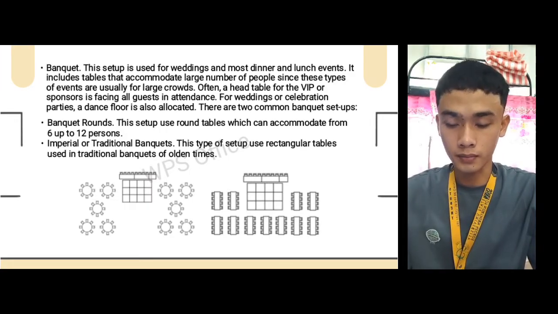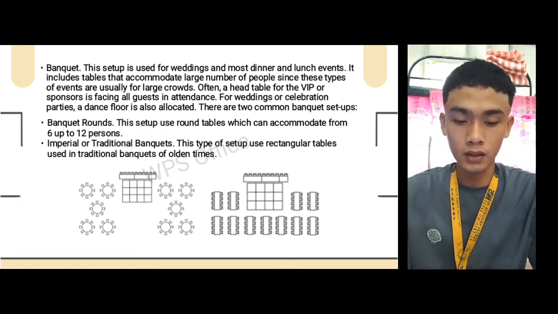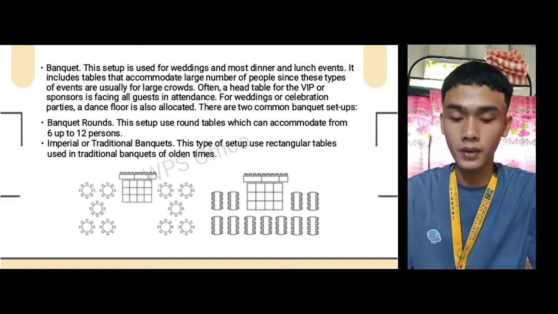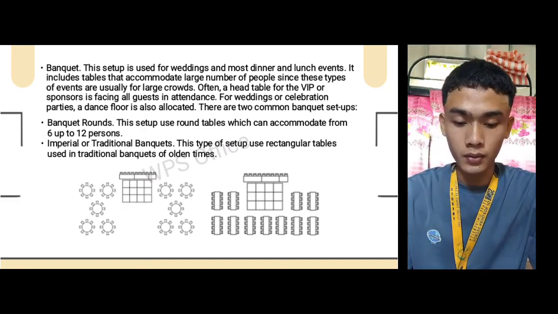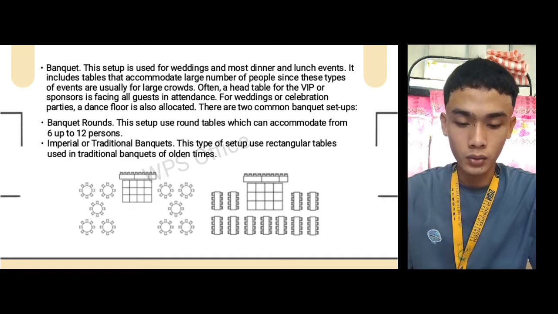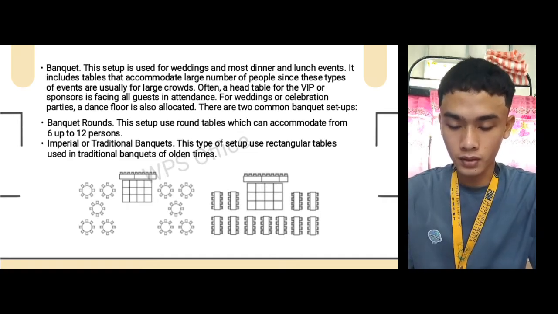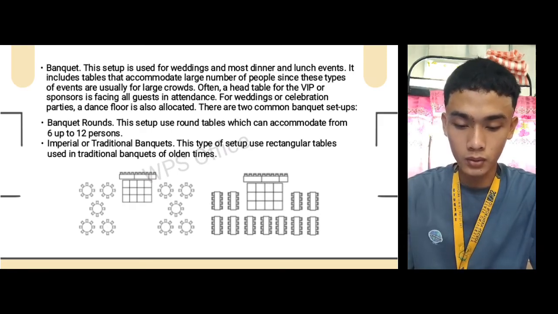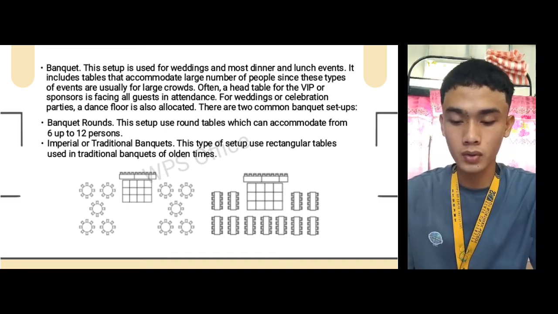So first, banquet functions. This setup is used for weddings and most dinner and lunch events. It includes tables that accommodate a large number of people, since these types of events are usually for large crowds. Often, a head table for the VIP or sponsor faces all guests in attendance for a wedding or celebration party. A dance floor is also allocated. There are two common banquet setups, the first being banquet rounds. This setup uses round tables which can accommodate from 6 up to 12 persons.